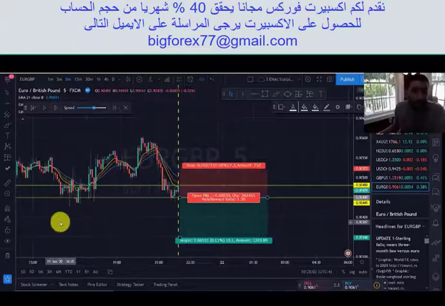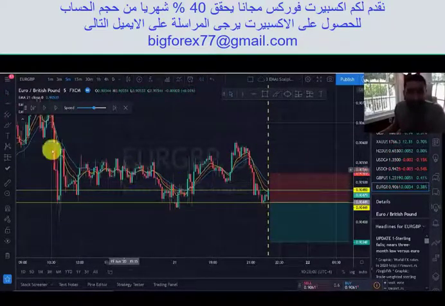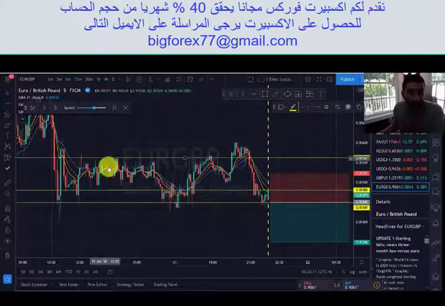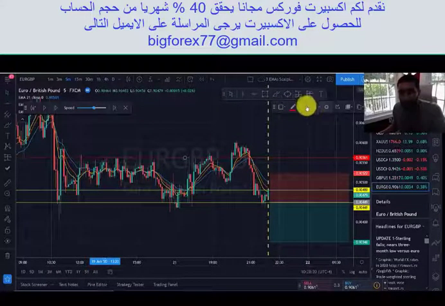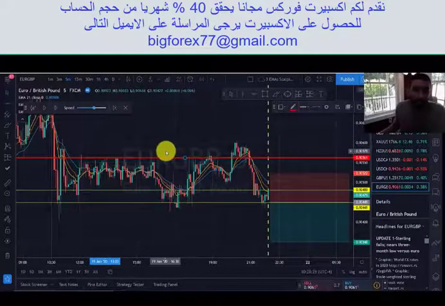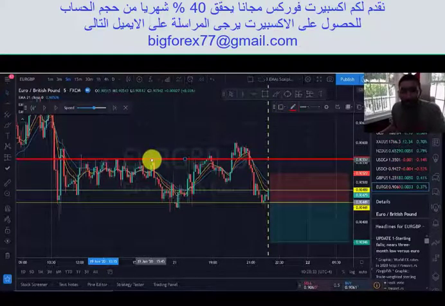So looking at the 5-minute time frame, we're going to look back a little bit. We can see that there is an area of consolidation right over here. Now I'm going to change this color to red, and we'll make this a little bit thicker, so that way you can understand what I'm looking at. So in this example, this would be my targeted stop loss level.